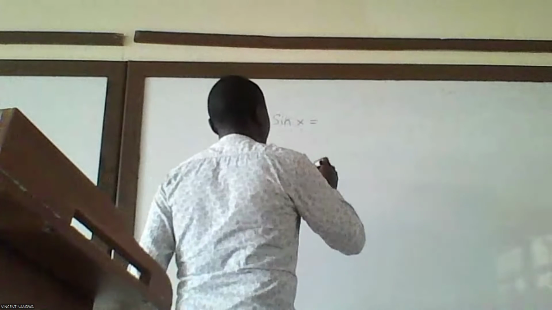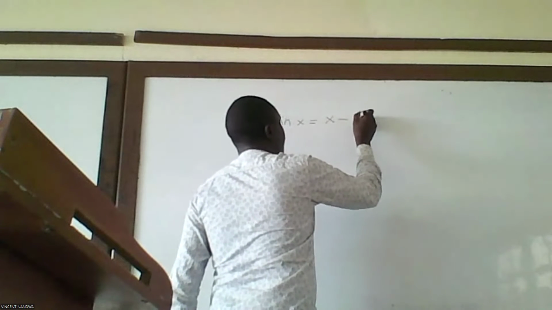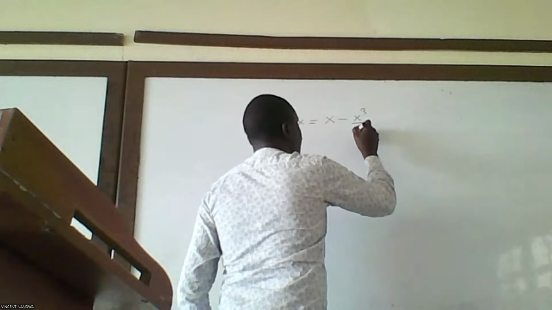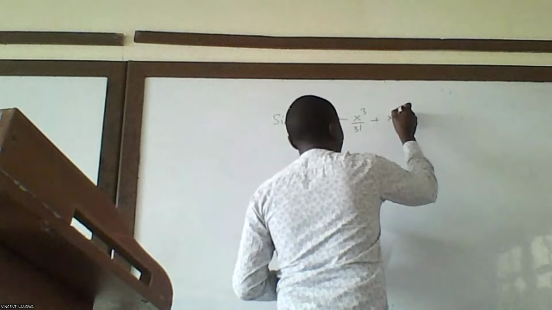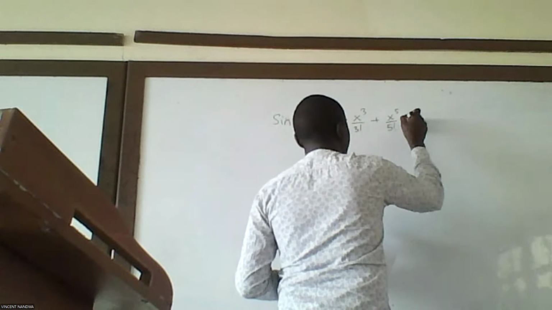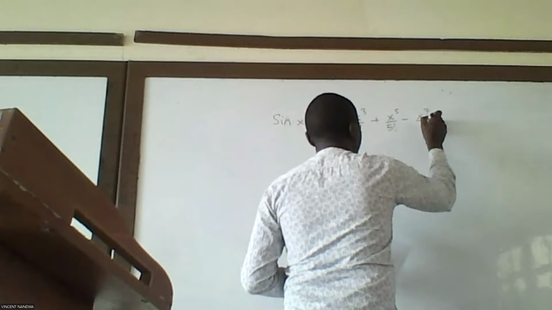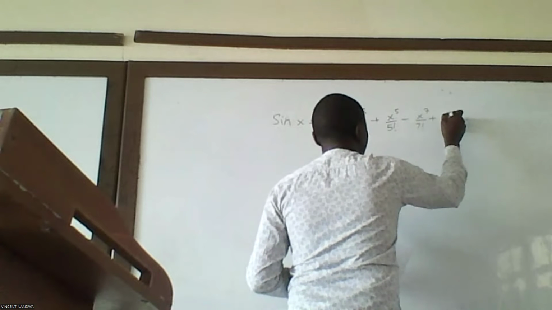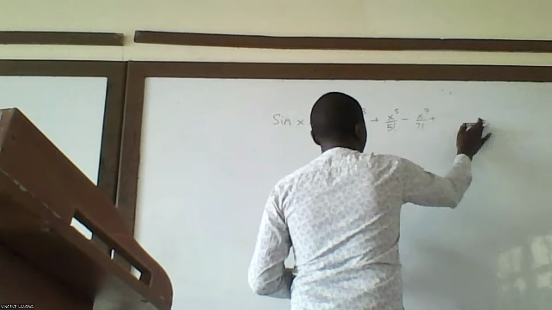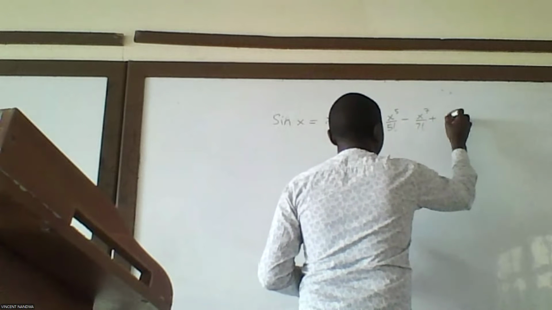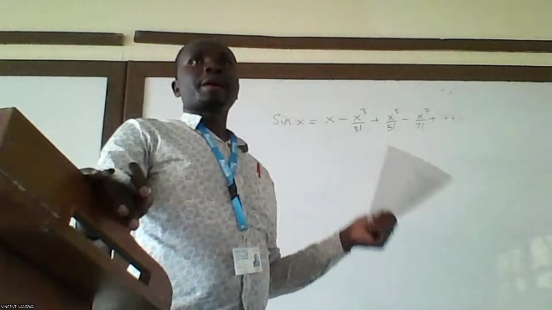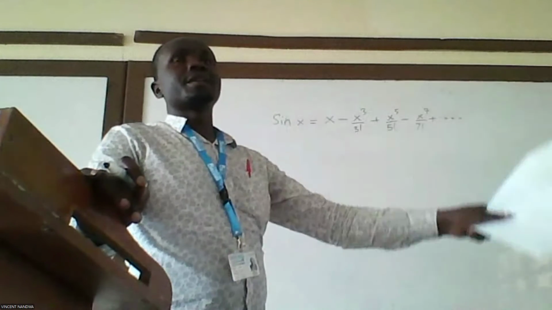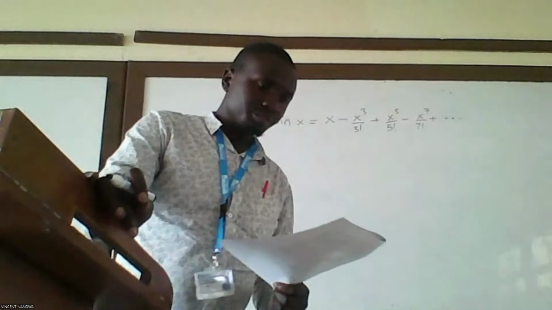Yeah, so sin x is the same as x minus x cubed over 3 factorial, then plus x power 5 over 5 factorial minus x power 7 over 7 factorial plus other several terms. That is sin x, if you are to write it as an infinite series.